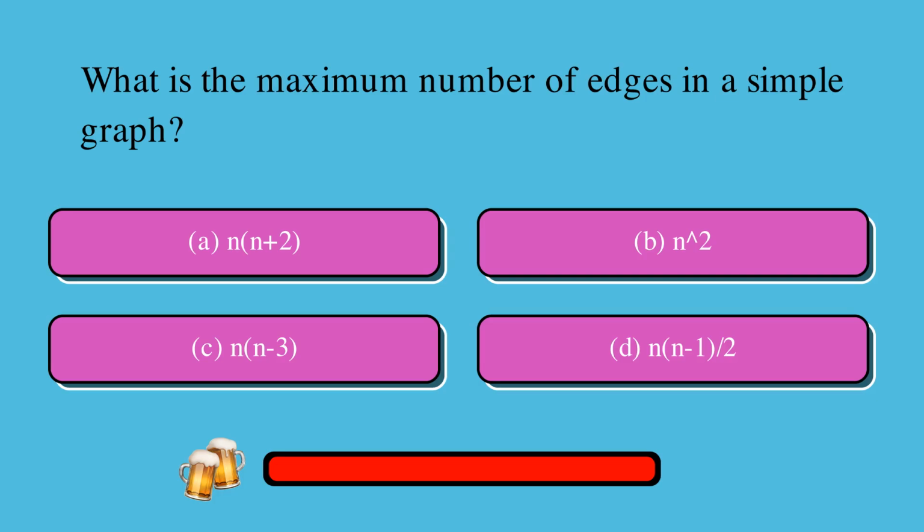What is the maximum number of edges in a simple graph? Is it A, n plus 2, B, n plus 3, or D, n(n minus 1)/2? The correct answer is D, n(n minus 1)/2.